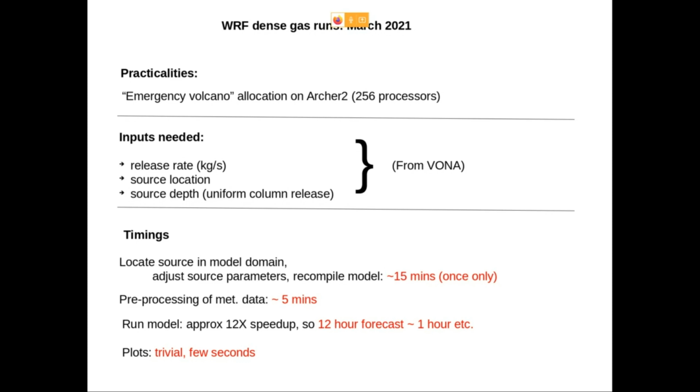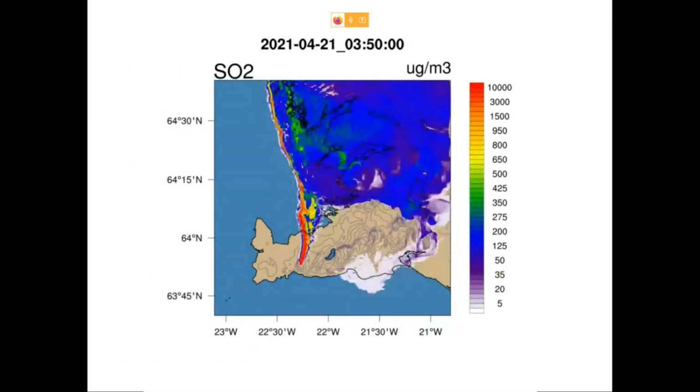If you just recompile the parts that are required here, it takes about a quarter of an hour. To pre-process the meteorological data, about 5 minutes, and using 256 processes, we could get about a 12 times speed up. In other words, a 1 hour wall clock time would give us a 12-hour forecast. And that's sufficient for these purposes in order to determine where the sulfur dioxide is going in this case. And the plots are quite trivial, really, only taking a few seconds.